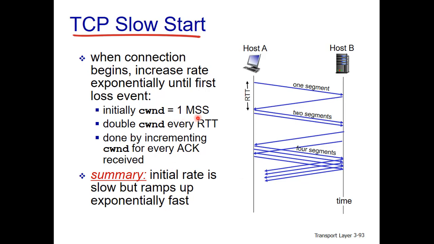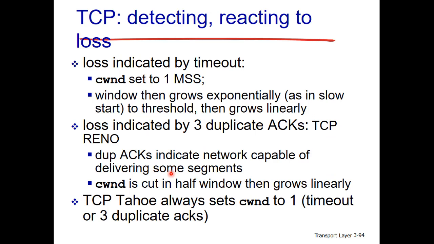Initially the congestion window is 1 maximum segment size, and it doubles every RTT. This is the RTT. Every RTT the congestion window doubles. The initial rate is slow but ramps up exponentially. Initially it is running slowly, but it increases rapidly.